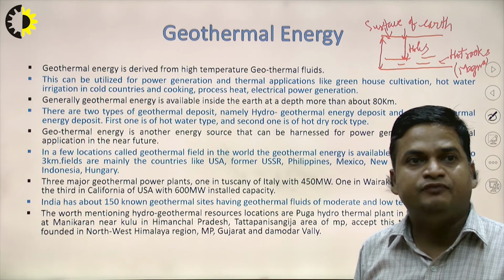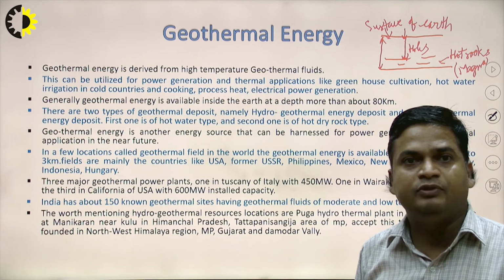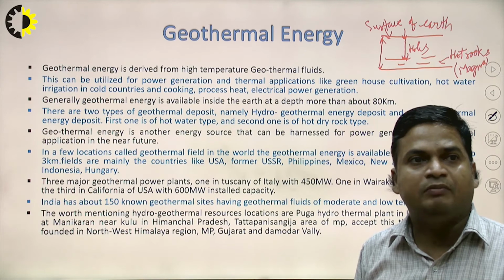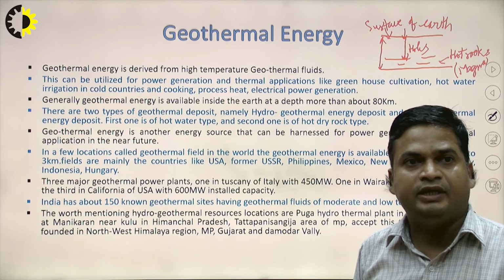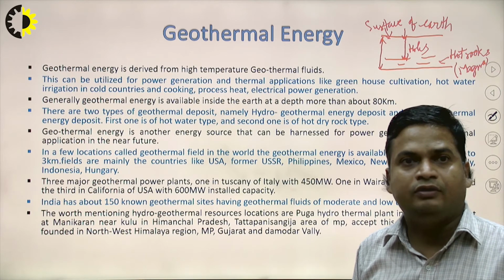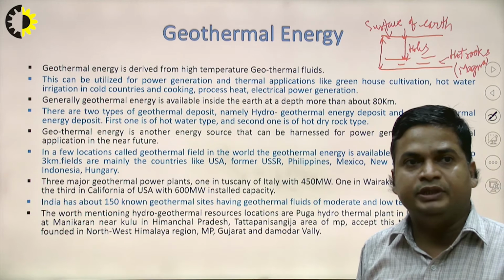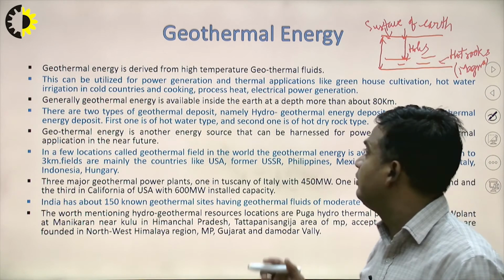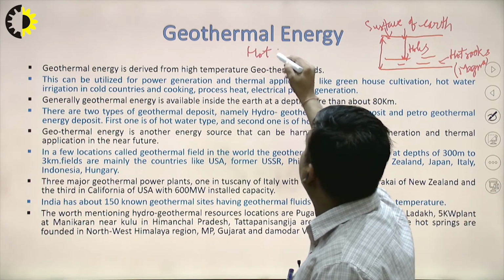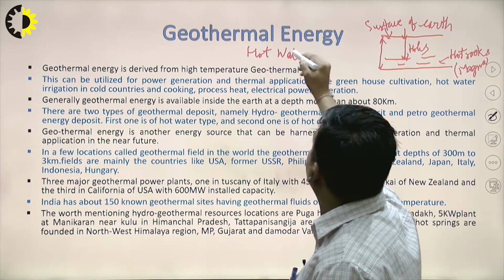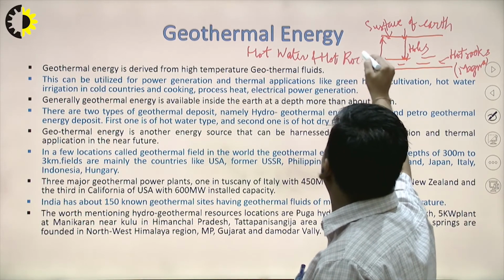There are two types of geothermal deposit, namely hydrogeothermal energy deposit and petrogeothermal energy deposit. The first one is of hot water type and the second one is of hot dry rock type. So there are two things, hot water and hot rock.